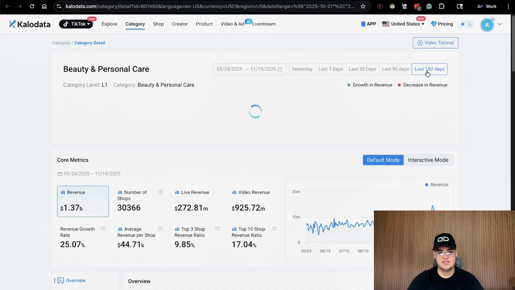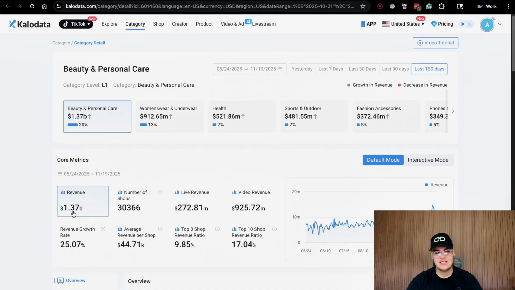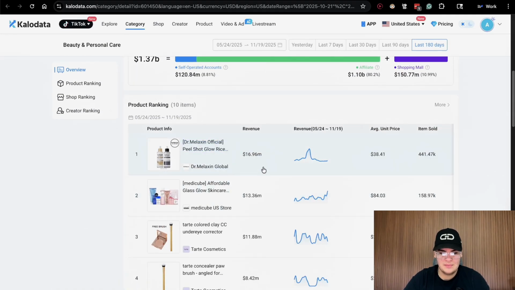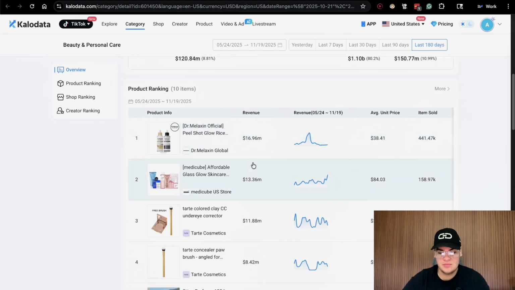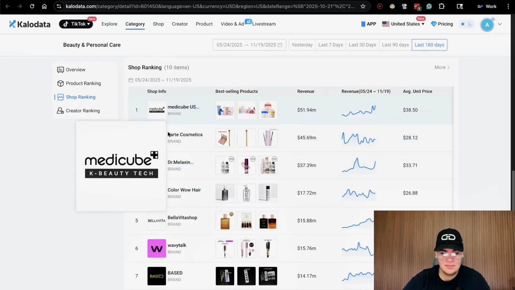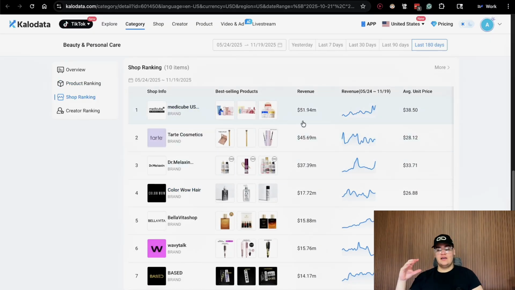If we move it to 180 days, we can see that $1.37 billion was generated in this category. The number of shops is 30,000. Live stream is $272 million, and video revenue is 925. If we go down here, we can see the top products, right? So Dr. Melaxin, in the past 180 days, they have made almost $17 million. If we keep going down to shop rankings, we can see the top one, Medicube right here. Medicube is insane. In the top 10 skincare products, I believe they have like 6 of them, so they're killing it right now.